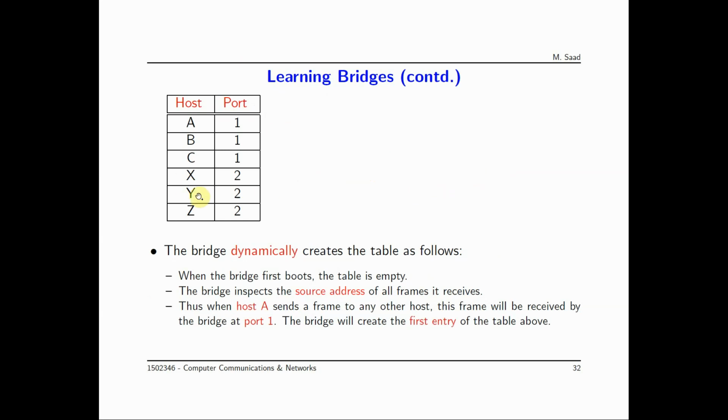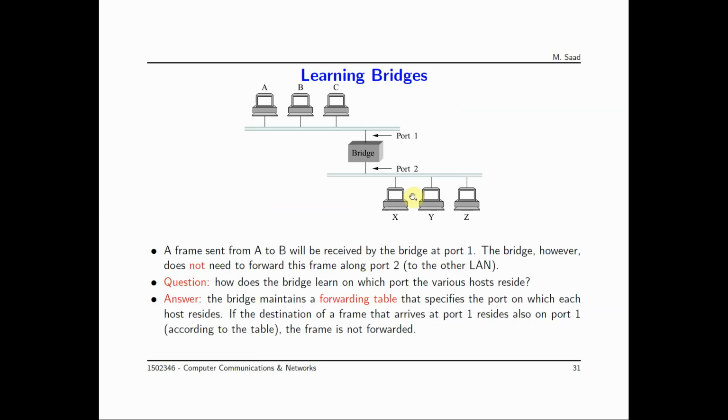It will check the destination. Is Y in the table? There is only one transmission that happened, and only A is in the table. Y is not in the table. So since Y is not in the table, the bridge will forward anyway. It does not know if Y is here or there, so the bridge will forward anyway.